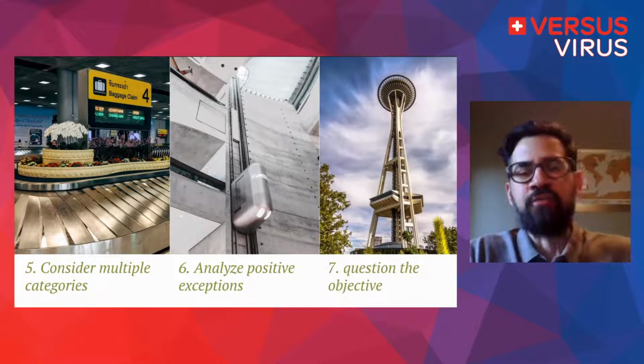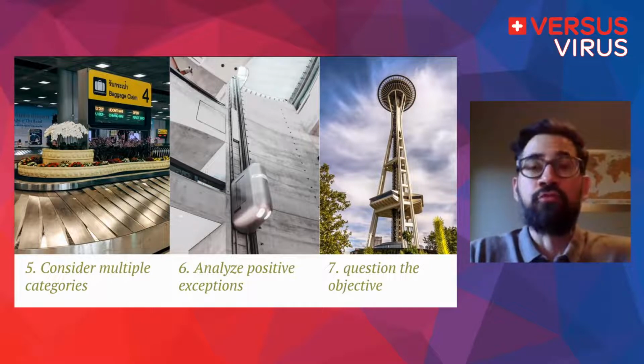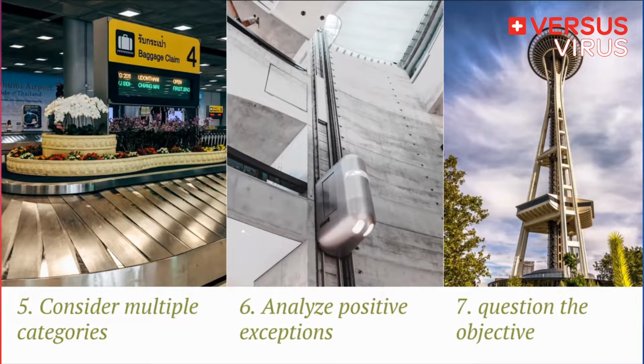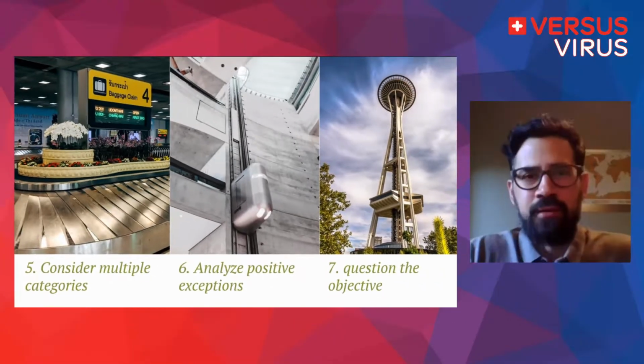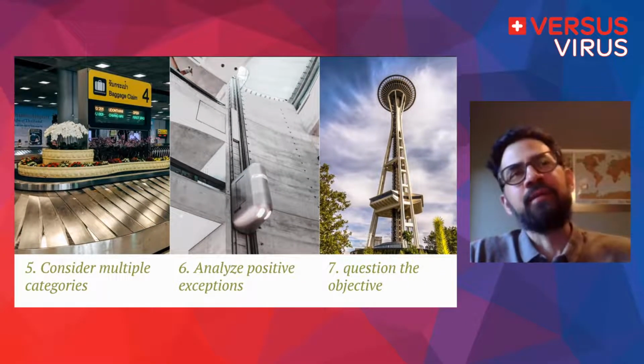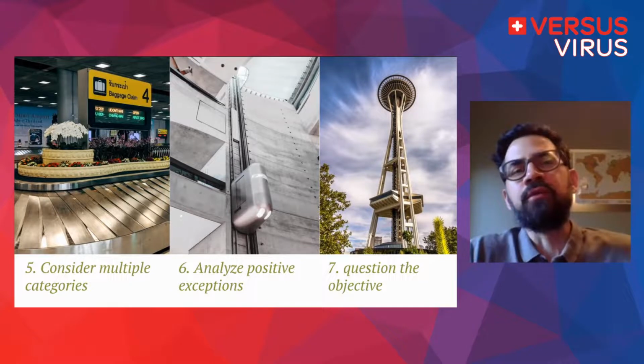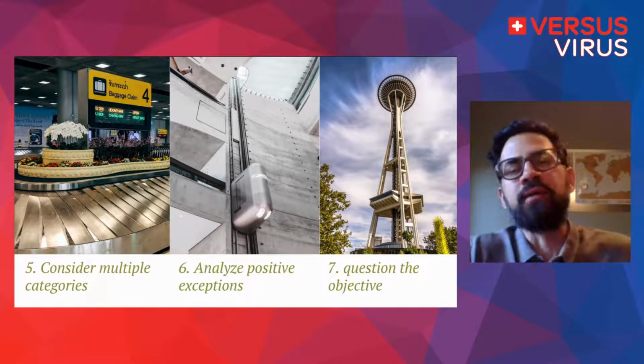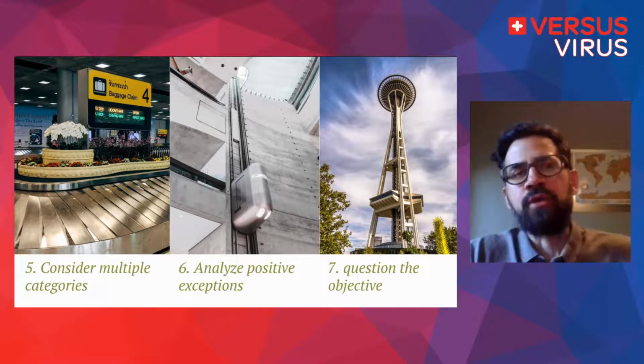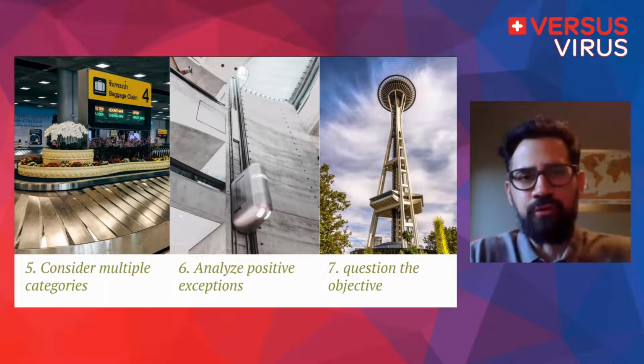And the last exercise that you can do to really reframe your problem is to question the objective. So this is my example. I was in Seattle a couple of years ago, and I visited the Space Needle. The Space Needle is one of the landmarks of Seattle, so there's usually a big lineup to buy the tickets. And you could think that, okay, if there's a long line to buy the tickets, then maybe we could add more people to sell tickets so that those lines go faster.